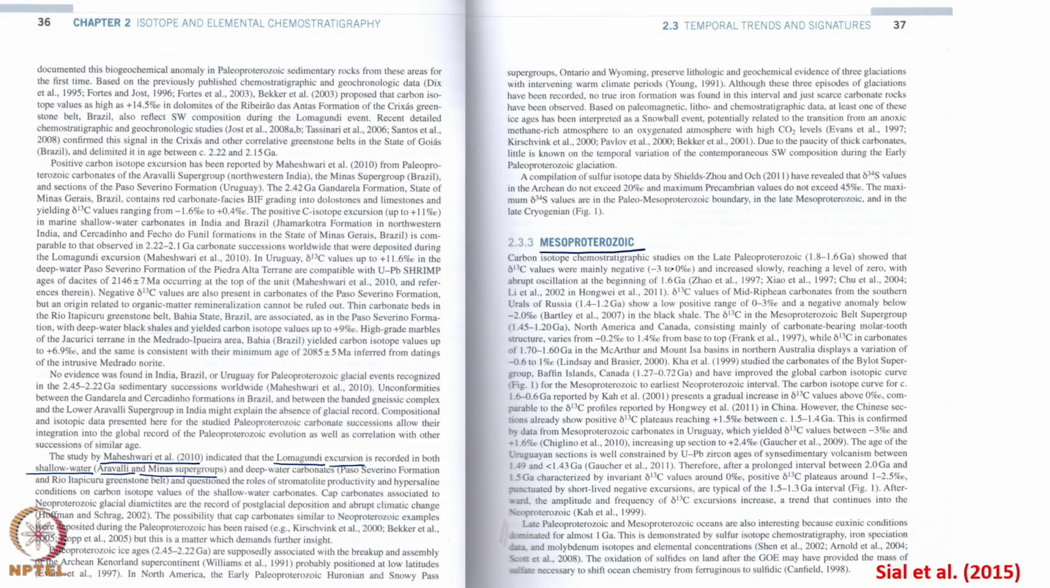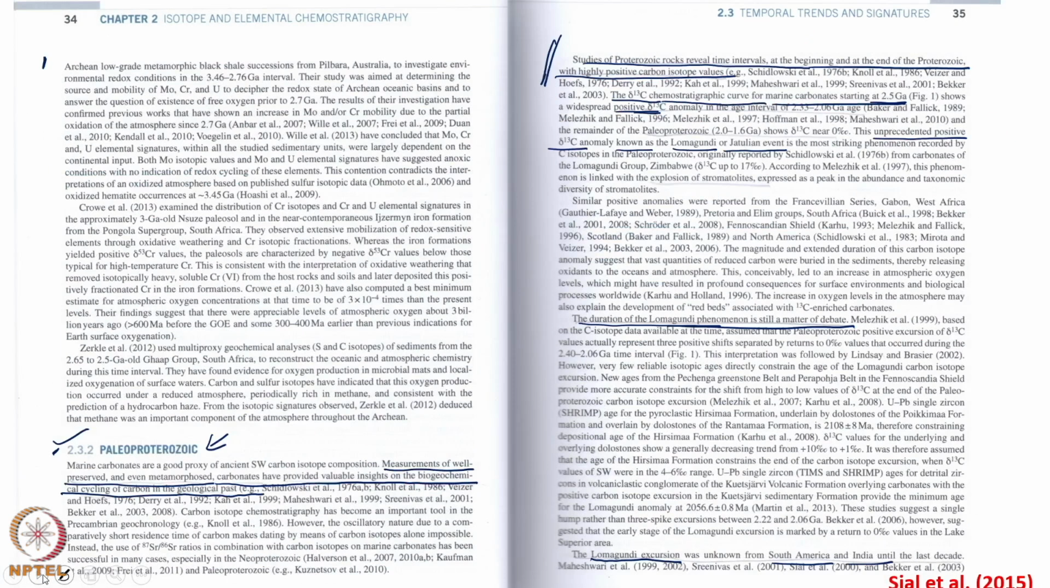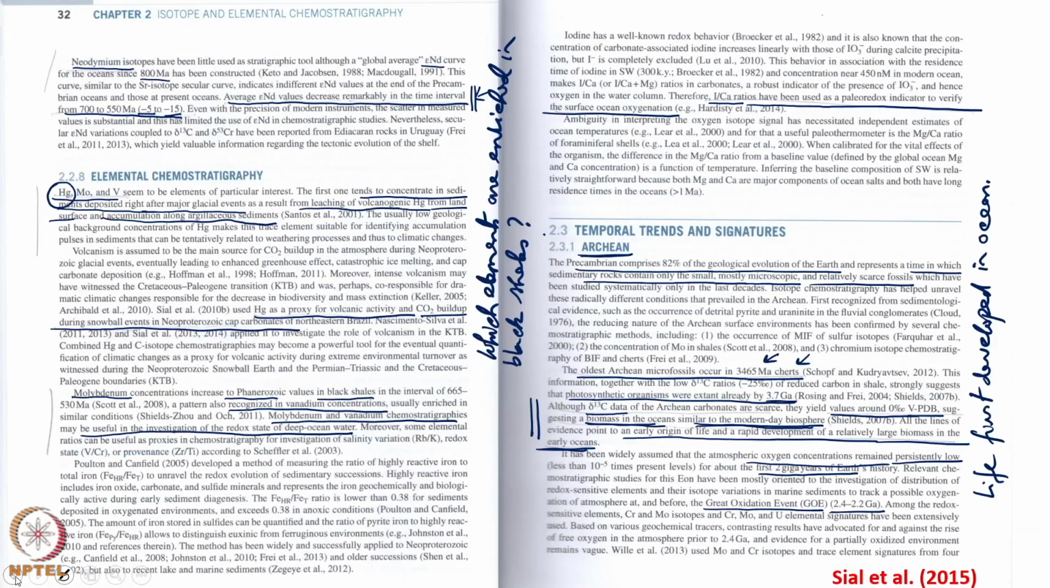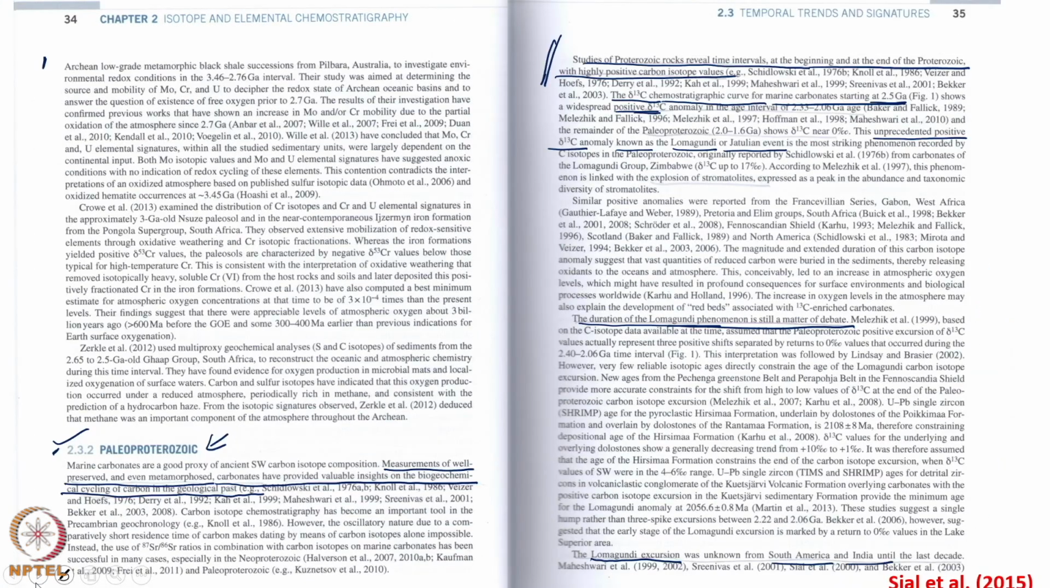The carbon isotope chemostratigraphic studies in the late Paleoproterozoic, 1.8 to 1.6 billion years, showed that delta 13C values were mainly negative here and increased slowly, reaching a level of 0. I request students to look at this graph and correlate the sentences, as I have done with some of the sentences. The late Paleoproterozoic and Mesoproterozoic oceans were interesting because euxinic conditions dominated for almost 1 billion years. In this euxinic condition, black shales were deposited, and this rock was a site of concentration of molybdenum, vanadium and other elements.